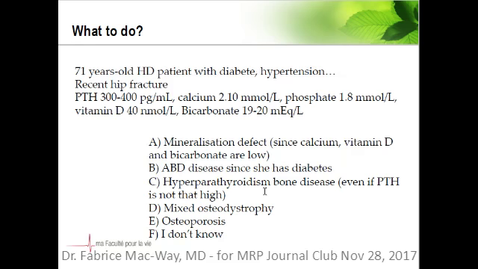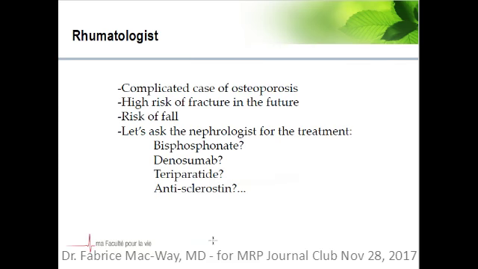And if you send this patient to, let's say, a rheumatologist, because he is the bone specialist, what would be the conclusion? The rheumatologist will tell you that this is a complicated case of osteoporosis, that this patient definitely has a high risk of fracture, with a high risk of falls. That's the case for the majority of our CKD and dialysis patients.